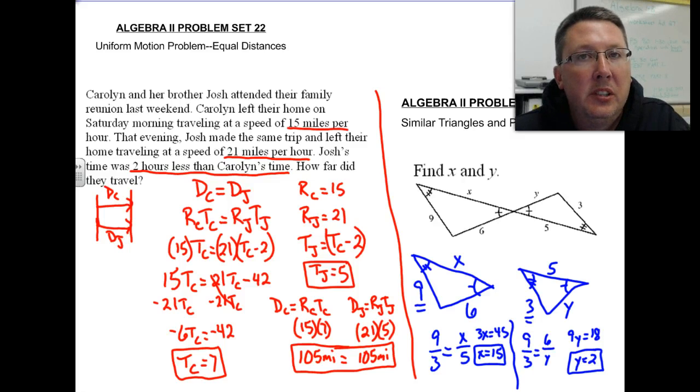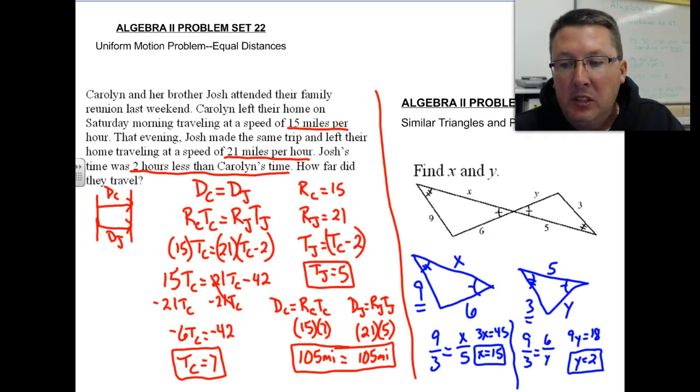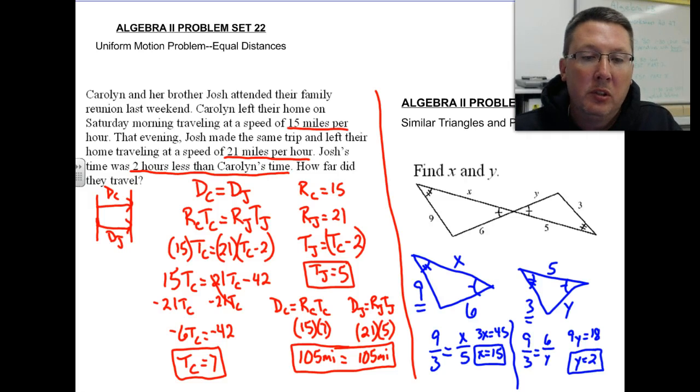Okay, here's the two examples. Hopefully you can follow my work here. I tried to show every little step and see if you have any questions on these problems, okay? Again, this is our first type of distance problem where the distances are equal. We will do a couple other types of distance problems in a few lessons, okay? And again, some more review with the similar triangles. All right, this is lesson 22.